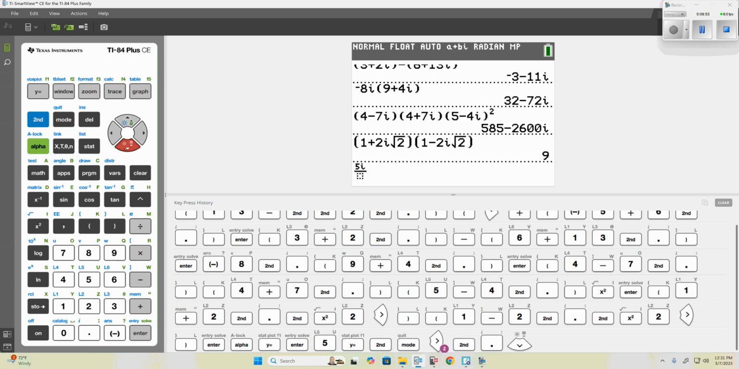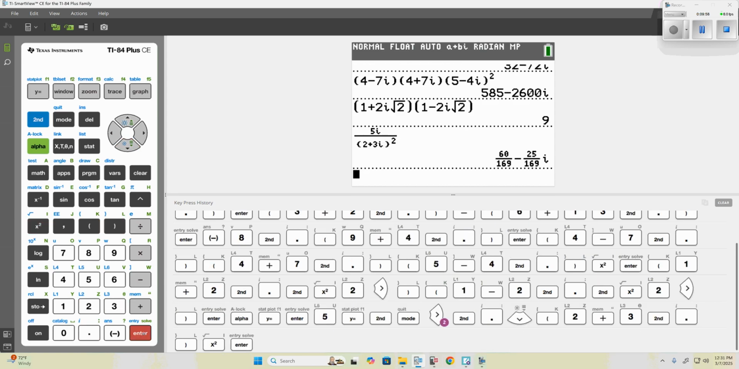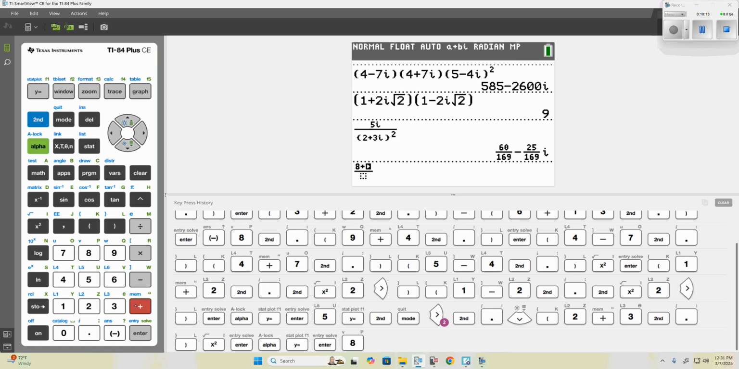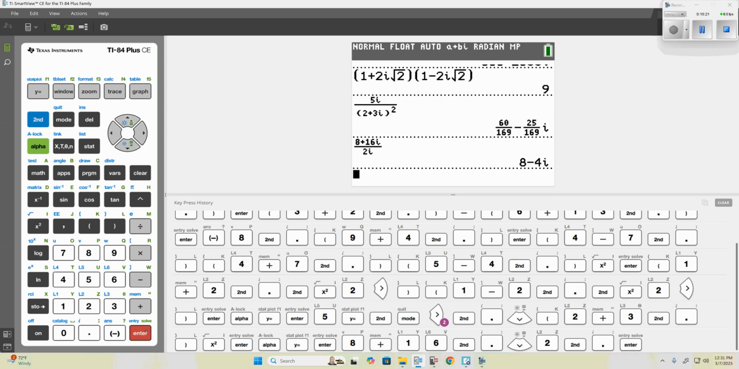that the graphing calculator is very nice with any of these operations. So even the division. Remember 33, we just typed it in. It's 60 over 190, or 169 minus 25 over 169. Alpha y equals enter plus 16i over 2i. Doesn't matter what it is, it will solve these operations for us.